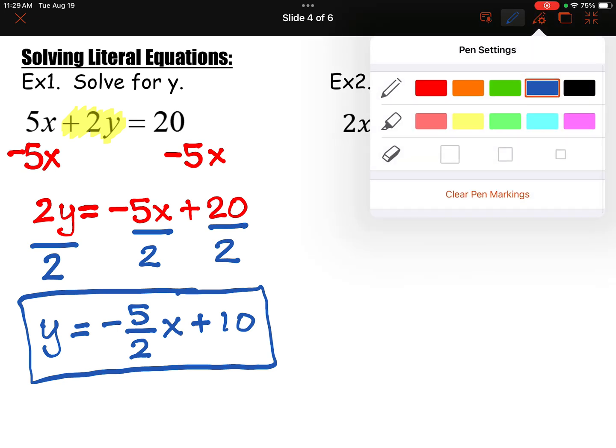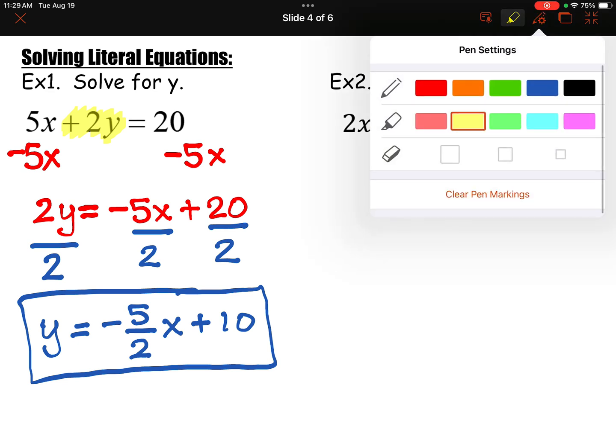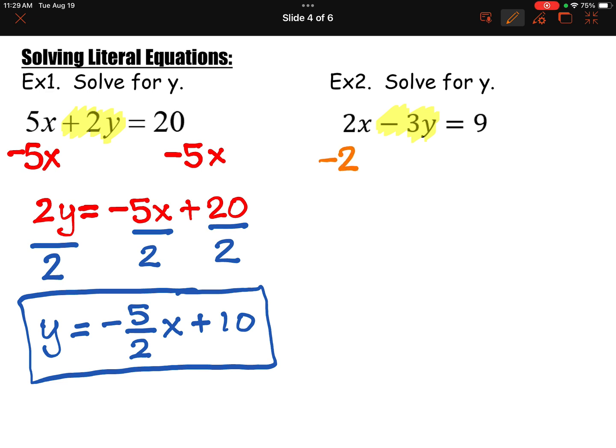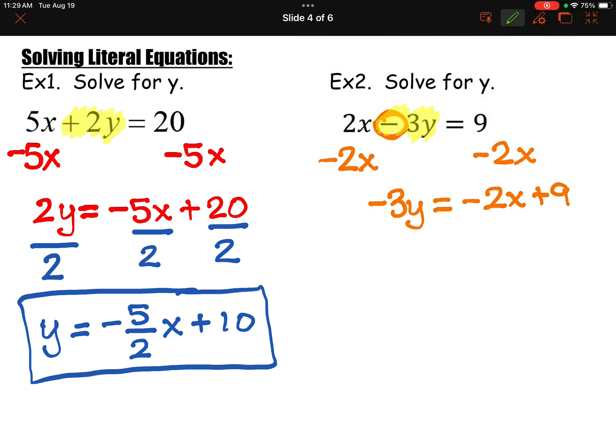So on this one, again, I'm solving for y, so I'm going to say, okay, that's what I'm saving. First thing I'm going to do is subtract that 2x on both sides. So now I've got negative 3y equals negative 2x plus 9. And if anyone's going to make a mistake, it's that they accidentally forget that that's a negative 3y. So now I need to divide everything by negative 3.